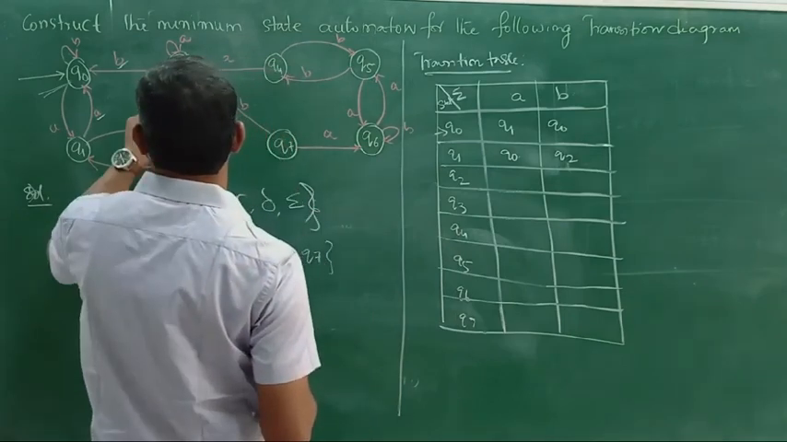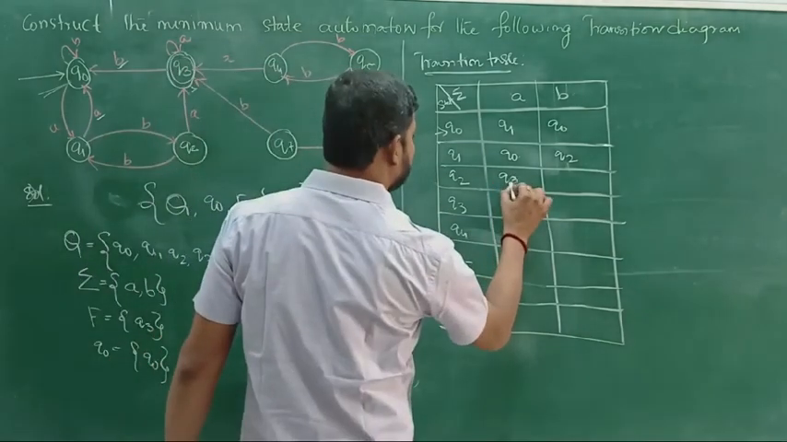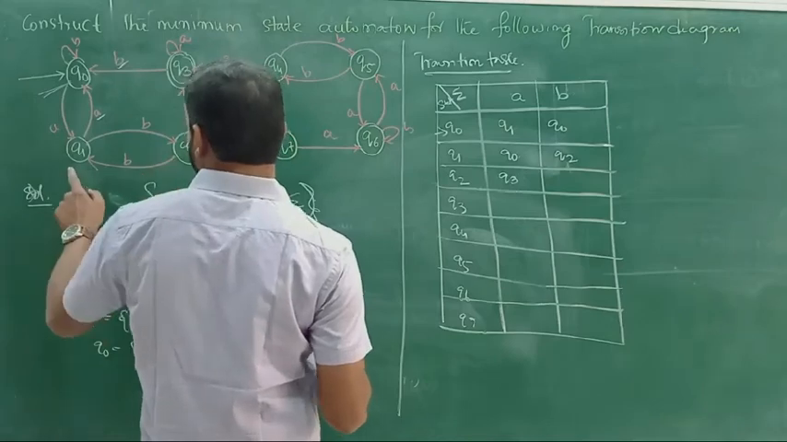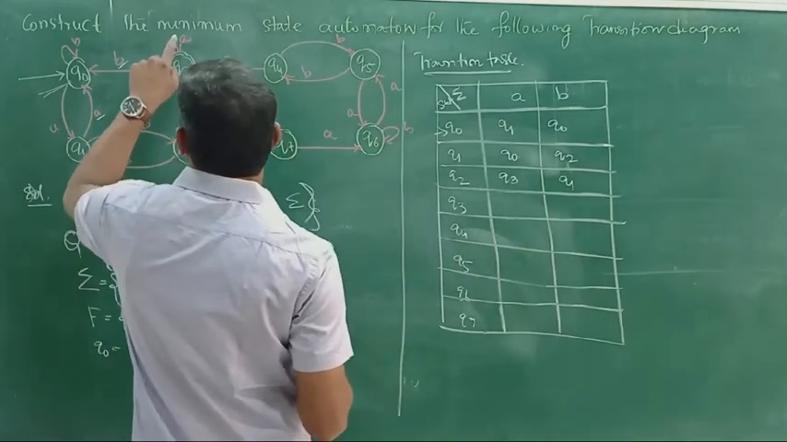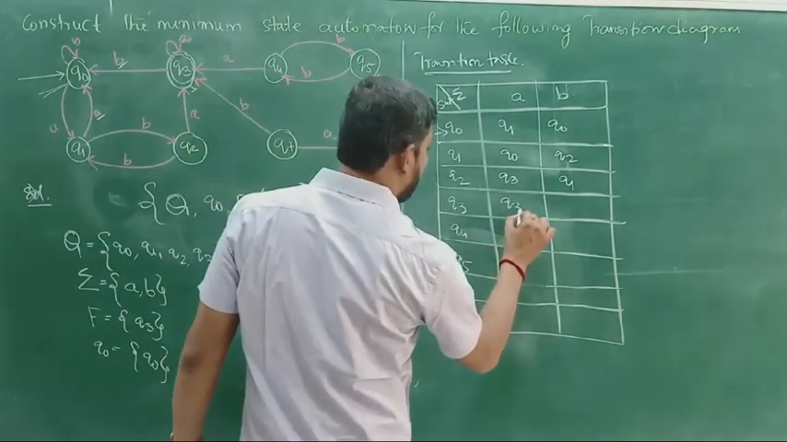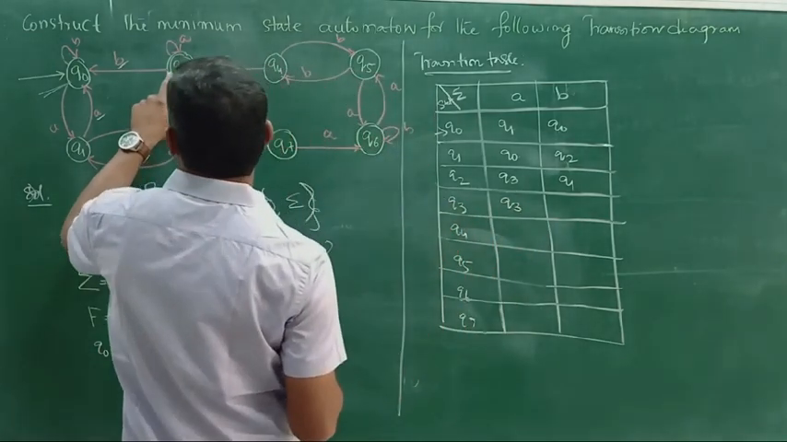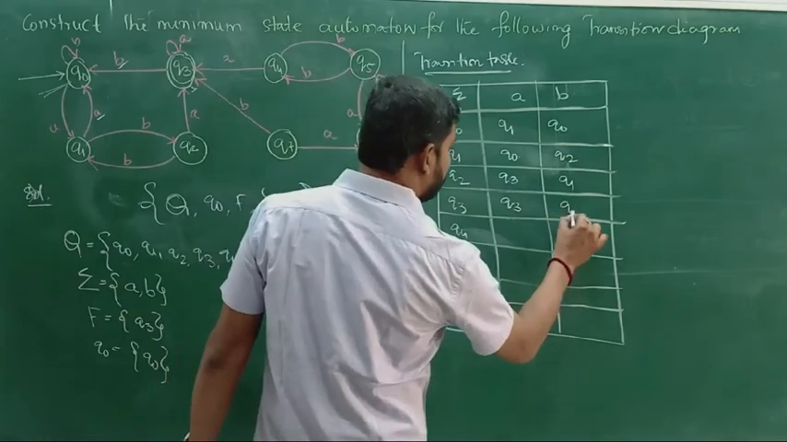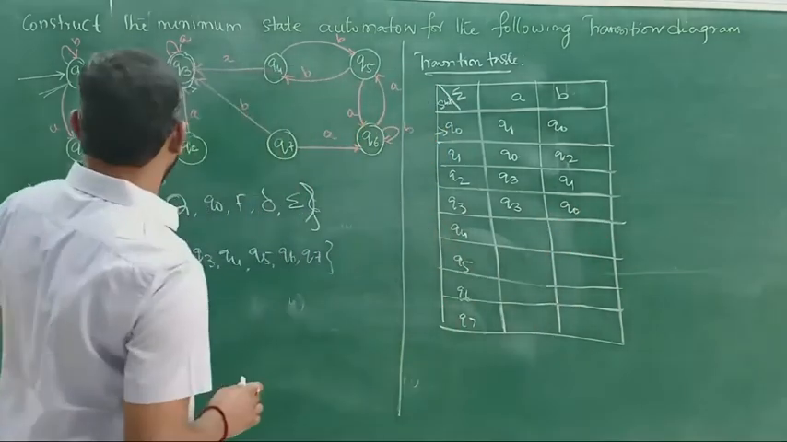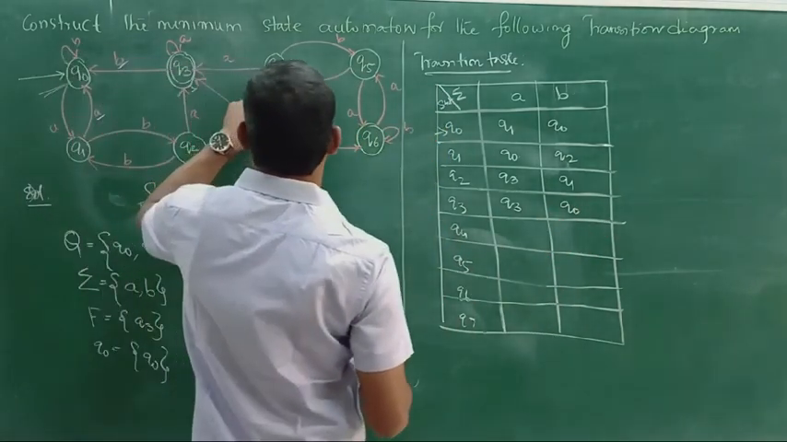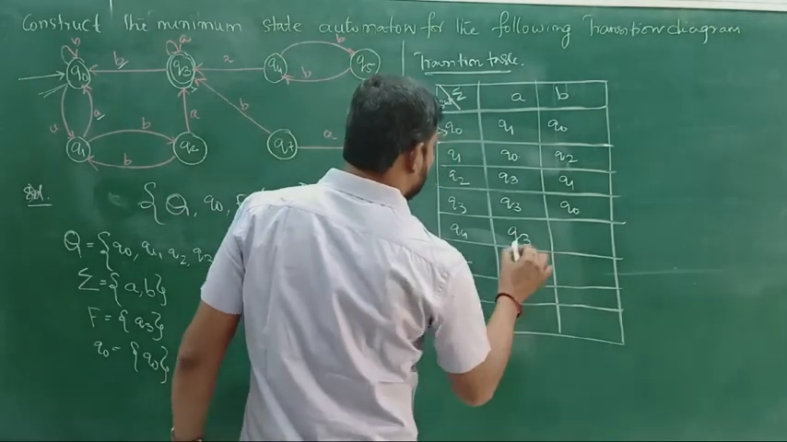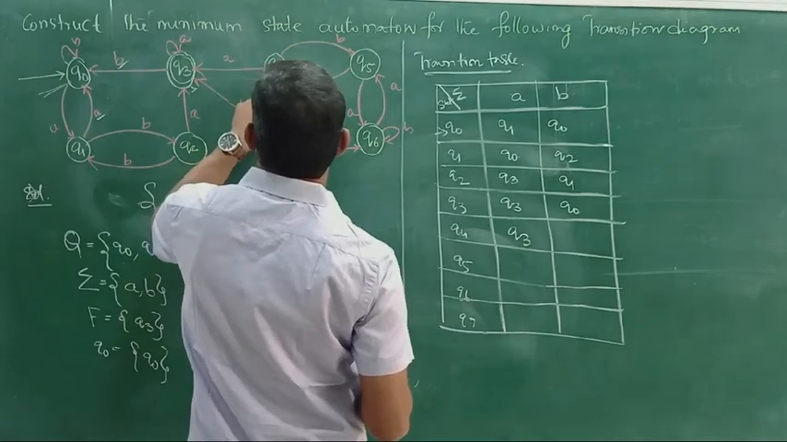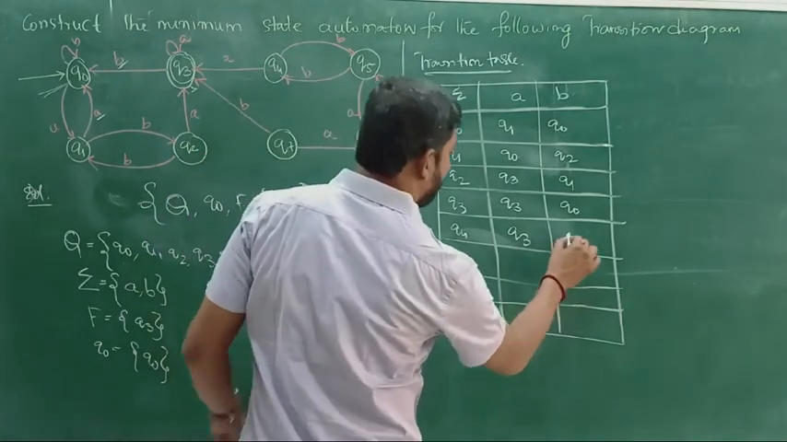Q2 of A is Q3. This is the final state. Q2 of B is Q1, right? Q3 of A is equal to Q3, and Q3 of B is Q0, okay? Next, Q4 of A is Q3. Next, Q4 of B is equal to Q5, right?